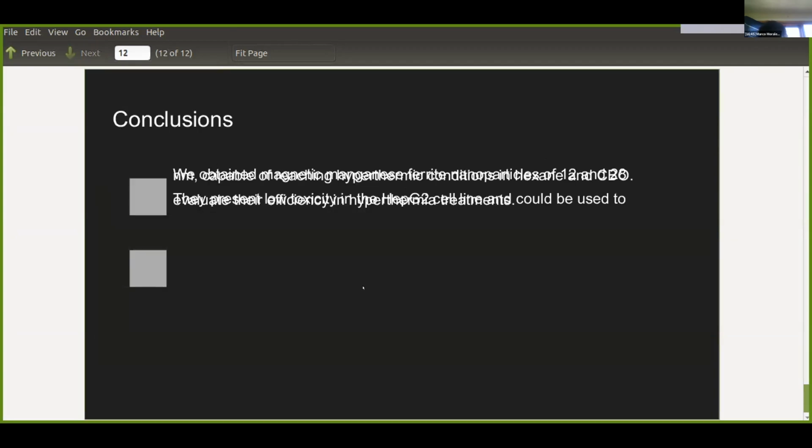In conclusion, we obtained magnetic manganese ferrite nanoparticles of 12 and 28 nanometers with low anisotropy, capable of reaching hyperthermic conditions in hexane and CBO. They present low toxicity in the HEP-G2 cell line and could be used to evaluate the efficiency in hyperthermia treatments.